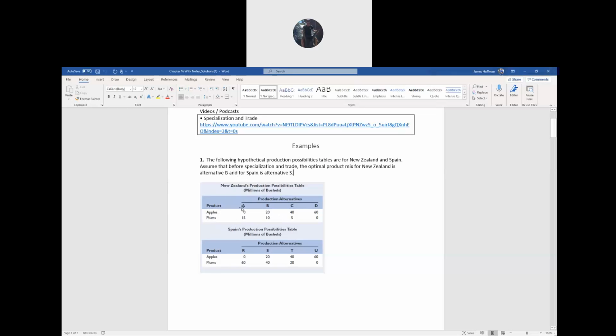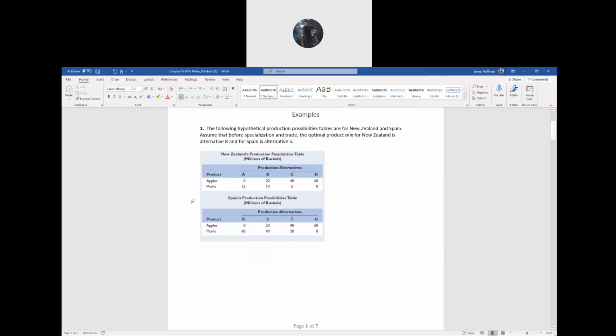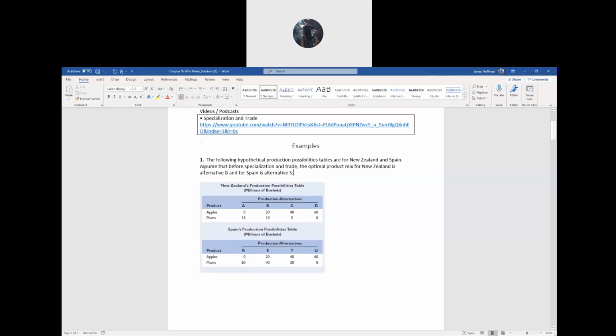So here we got New Zealand and Spain. They're both producing apples and plums, but you can see that the cost to produce those goods depends, and we need that information to do this. So these are the four possible alternatives for apples and plums for New Zealand, A, B, C, and D. And these are the four possible alternatives for Spain, which are R, S, T, and U. And make a note, always look at where they start. So New Zealand's going to start at B here, and Spain is going to start at S.